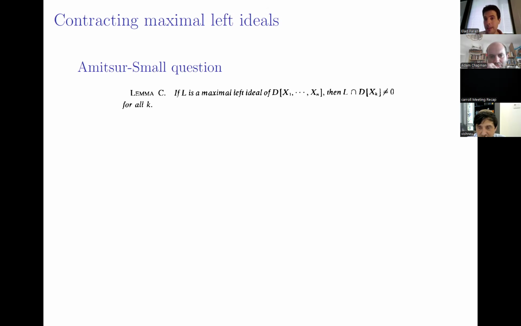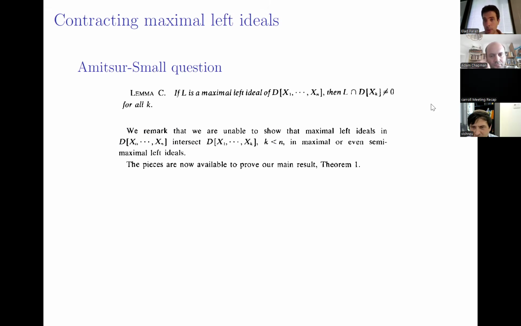Now, if your ring D happens to be a field, then it immediately follows that this ideal is prime and hence maximal. But in the non-commutative case, it's not so clear what's going on. And Amitsur and Small write the following. We remark that we are unable to show that maximal left ideals in this ring intersect with smaller polynomial rings in maximal or even semi-maximal left ideals.